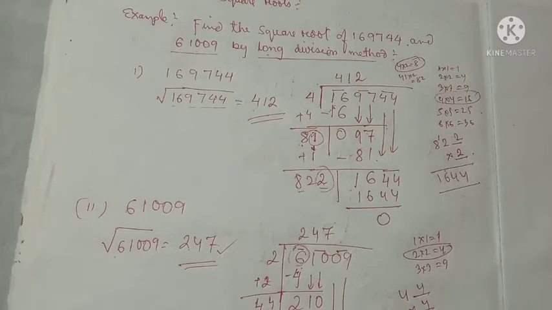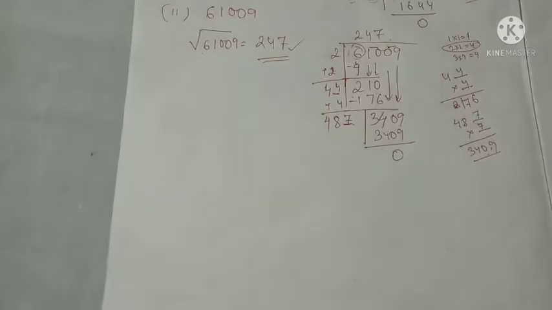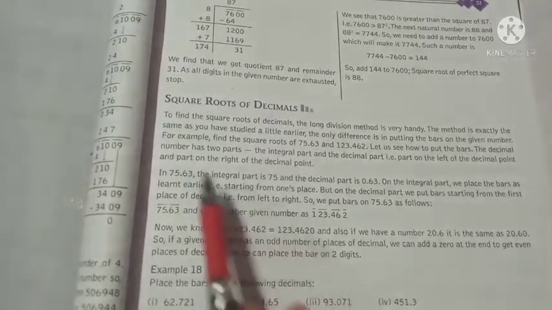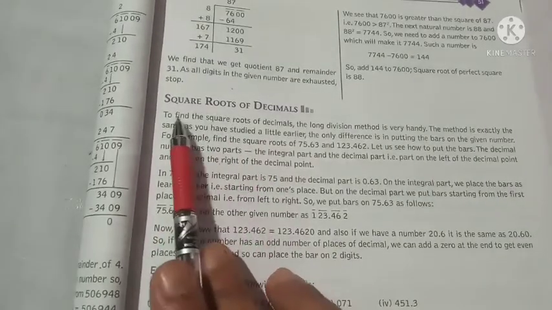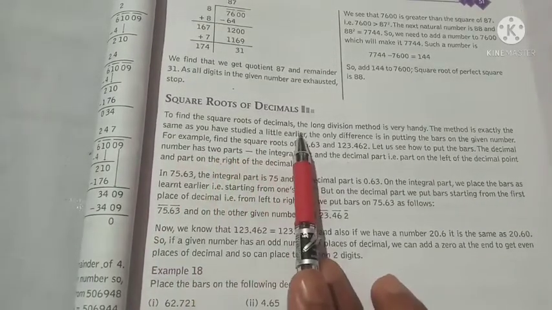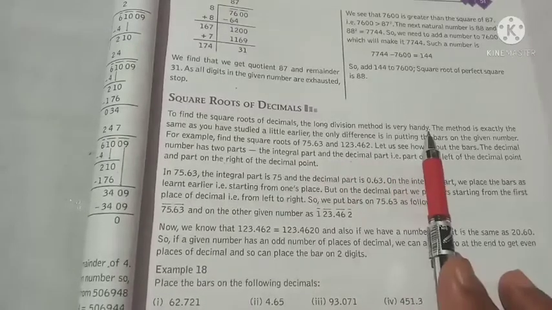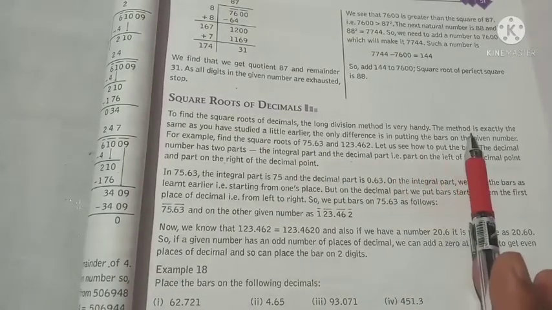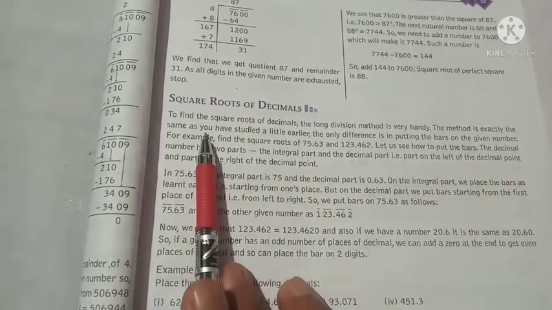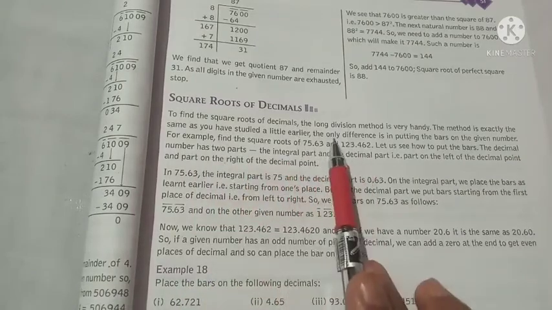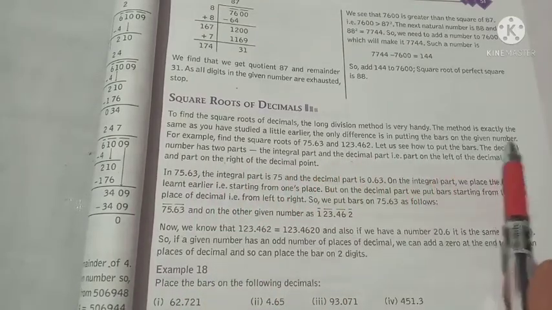Okay. Now we are going to have the next topic, that is the square root of a decimal. Now let's see what it says. To find the square root of a decimal, the long division method is very handy. The method is exactly the same as you have studied a little earlier. The only difference is putting the bar on the given number.